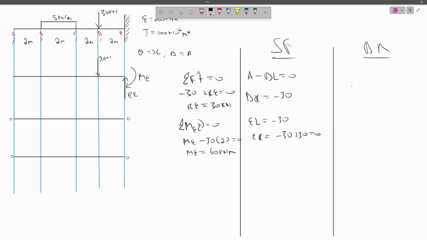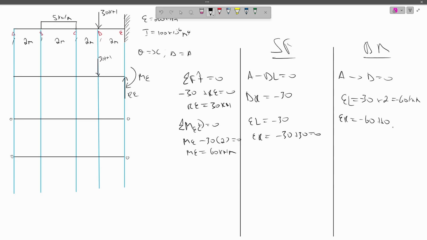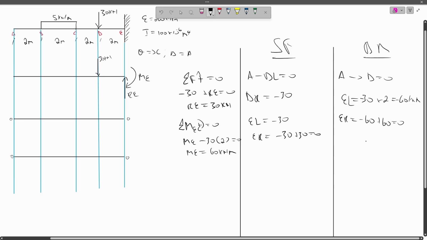And then let's do our bending moment. We know from A to D it is 0. And then our E is 30 times 2, which is 60 kilonewton meter, and that's E left. Then our E right will be, sorry, minus 60 plus 60, which is equal to 0.